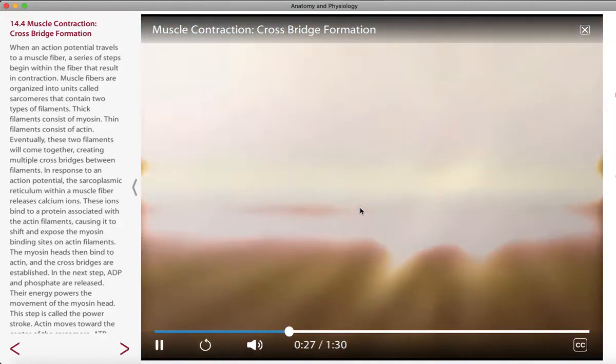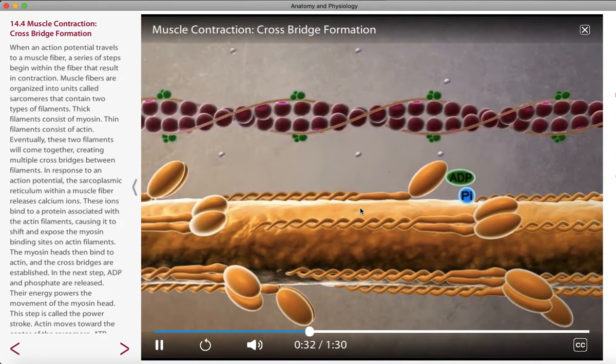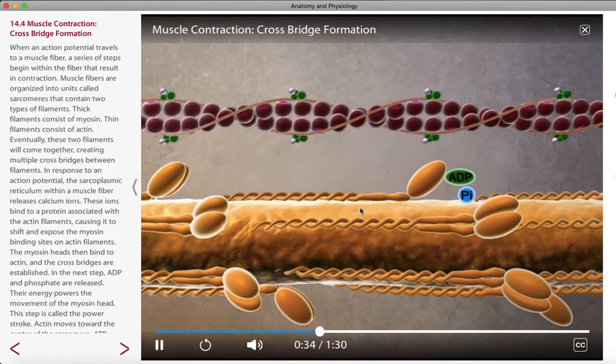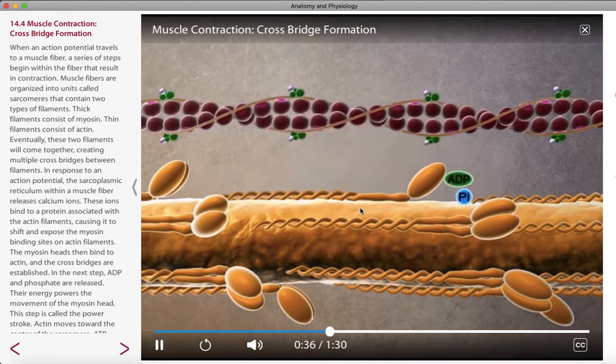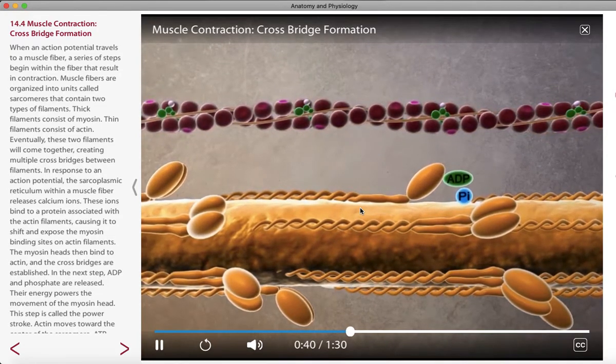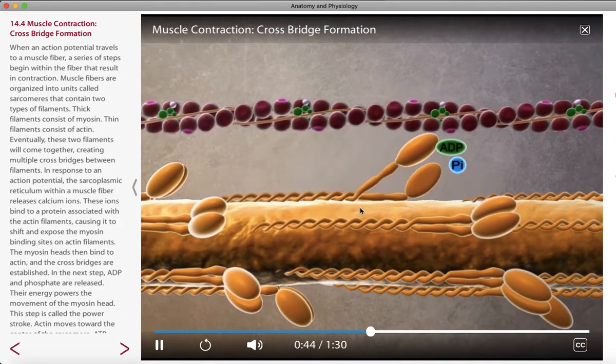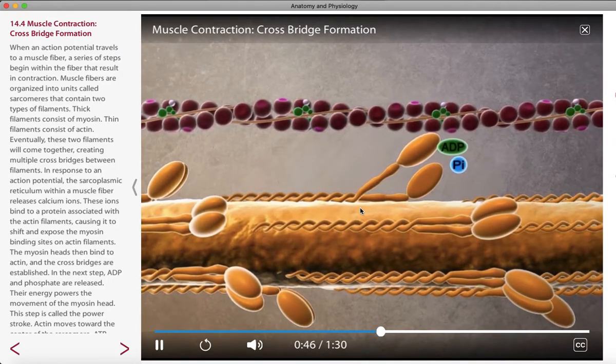In response to an action potential, the sarcoplasmic reticulum within a muscle fiber releases calcium ions. These ions bind to a protein associated with the actin filaments, causing it to shift and expose the myosin binding sites on actin filaments. The myosin heads then bind to actin, and the cross bridges are established.